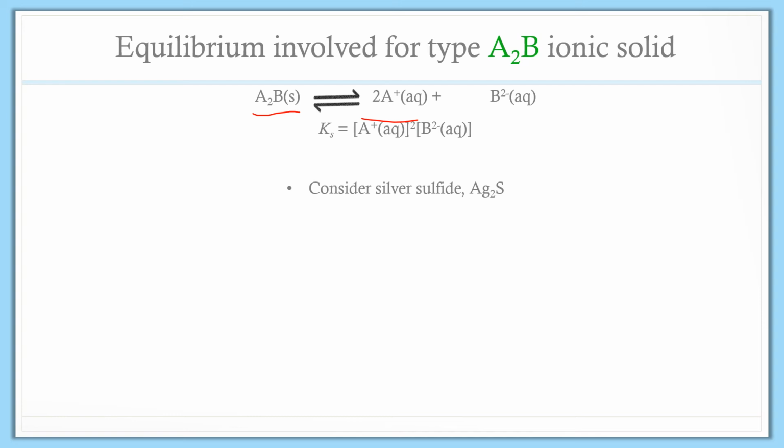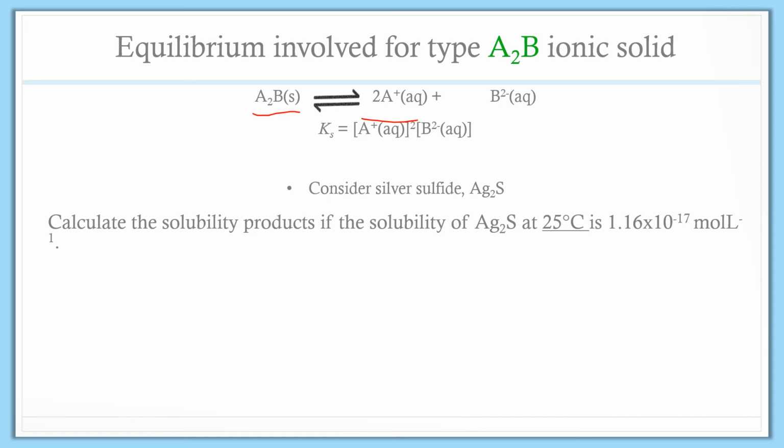So consider this specific example: silver sulfide, Ag2S. We want to calculate the solubility product, that's K sub S, if the solubility of Ag2S at 25 degrees C is 1.16 times 10 to the negative 17th moles per liter. So that is the correct unit. We don't need to do any conversions with that. And it is solubility, which is our S unit, which we'll come to in a minute.